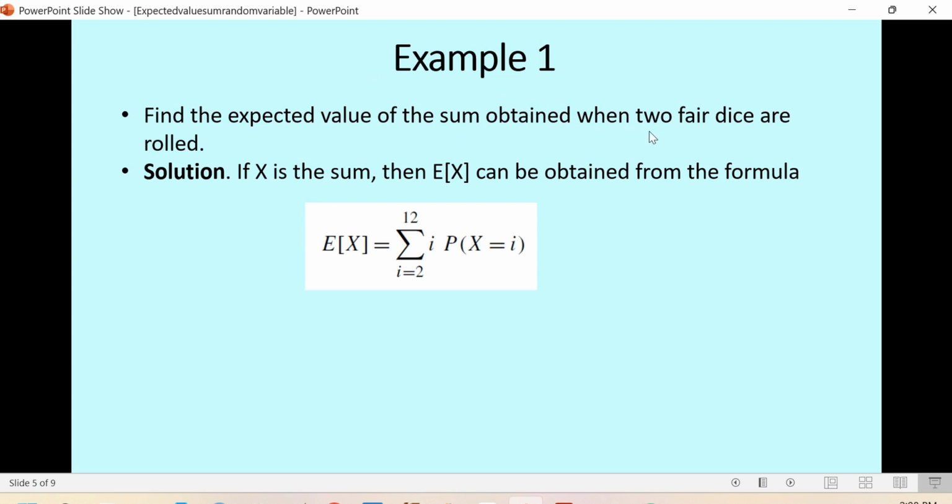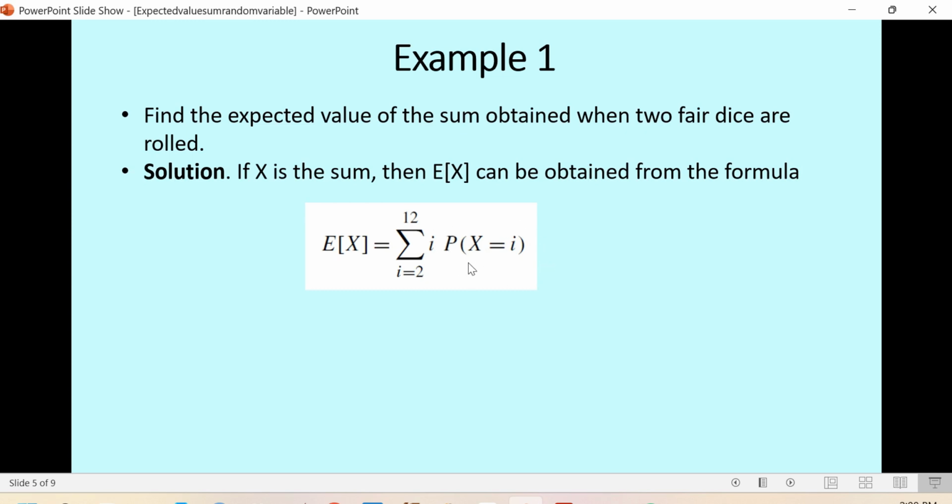Because of the two dice summation, the number can be at least 2 and no larger than 12, right? So if we want to calculate the expectation manually, for each value i and each probability that X equals i, then we get the summation of i times the probability that X equals i, from 2 to 12. But this expression may be difficult because we want to calculate the probability.